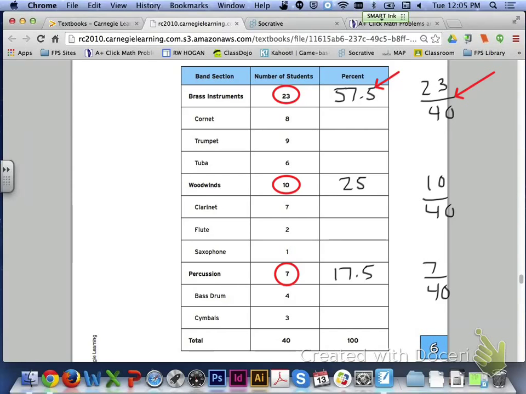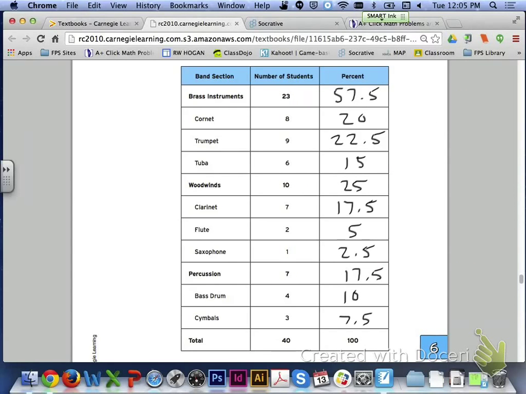Over to the woodwinds, 10 out of the 40 students play a woodwind instrument. That's going to come out to 25%, 10 divided by 40. And if I do the same thing for percussion, 7 out of 40 gives me my 17.5%. So go ahead and finish up the rest of the table. You are now calculating the percent of each instrument in the band. Here is what the rest of the table should look like for number 3.